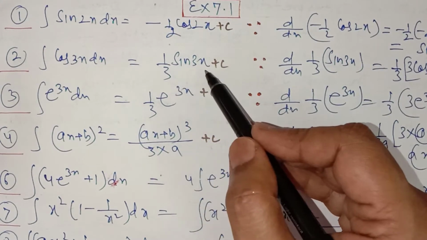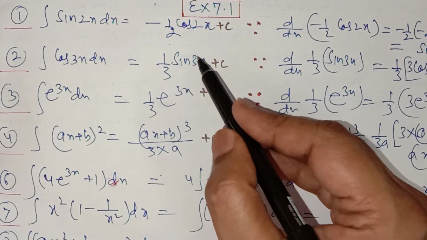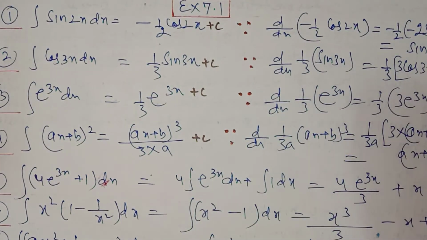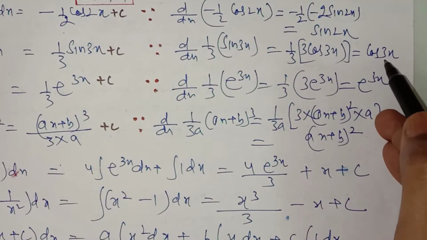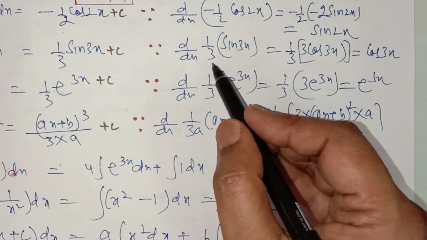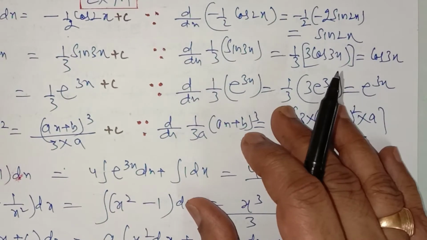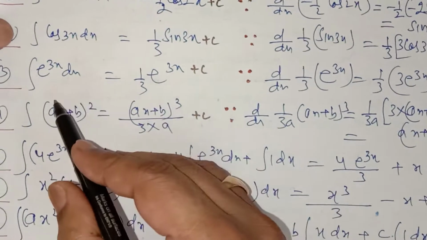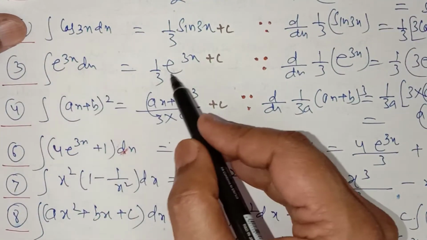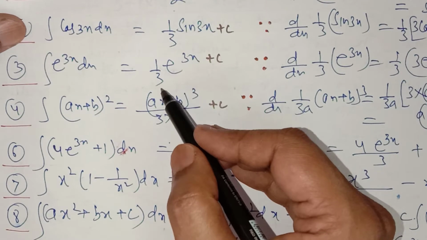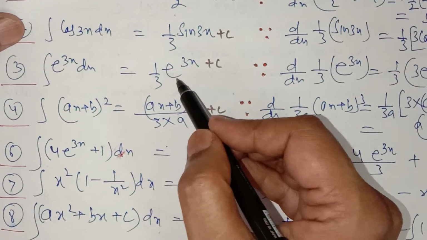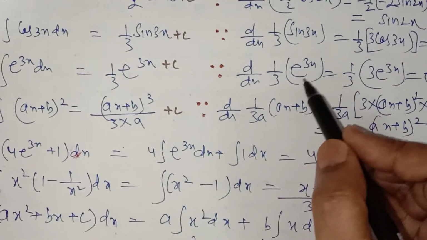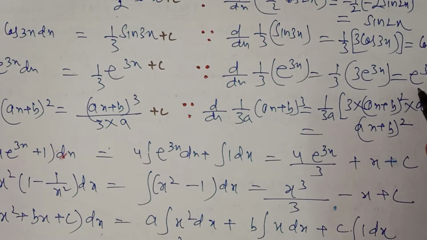The integration of cos 3x is 1 upon 3 sin 3x, because the derivative of sin 3x upon 3 is equal to cos 3x into 3 upon 3, which is equal to cos 3x. This we have done in the formulas of integration. The integration of e to the power 3x is e to the power 3x upon 3, because the derivative of 1 upon 3 e to the power 3x is e to the power 3x into 3 into 1 upon 3, which is equal to e to the power 3x.